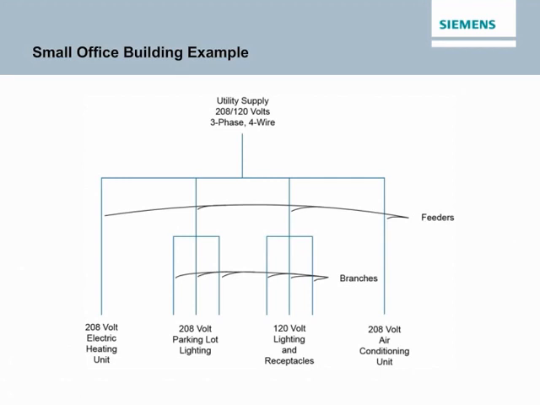The 2 outer feeders supply power directly to the 208 volt heating and air conditioning units. The 2 inner feeders are divided into a number of branch circuits. One set of branch circuits supplies 208 VAC power to exterior lighting. The second set of branch circuits supplies 120 VAC power to interior lighting and receptacles.